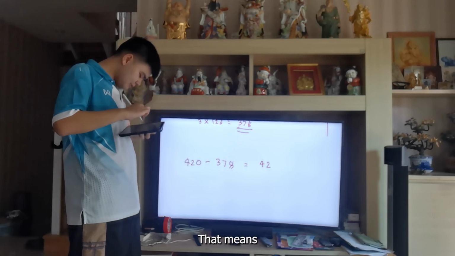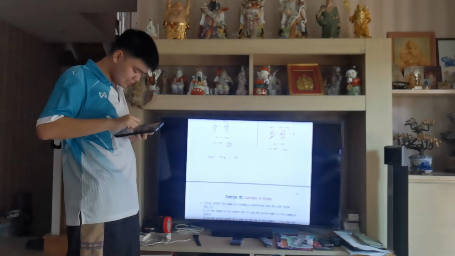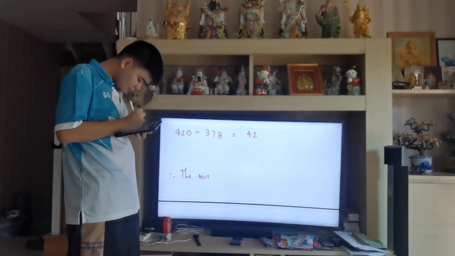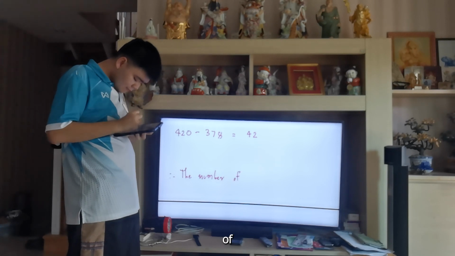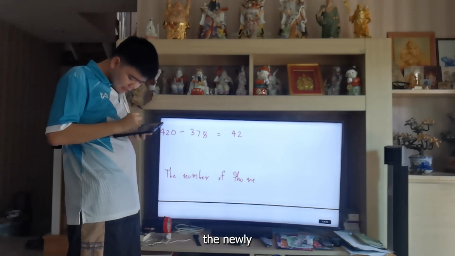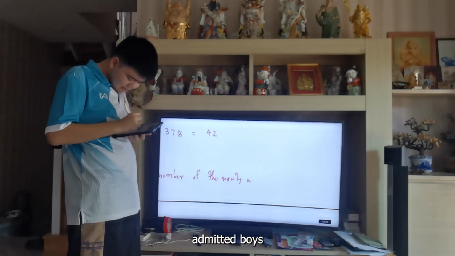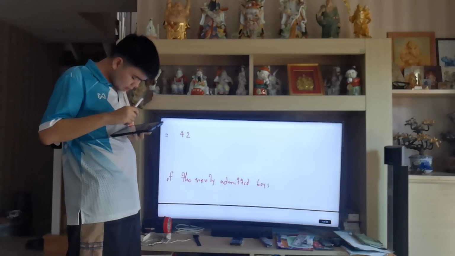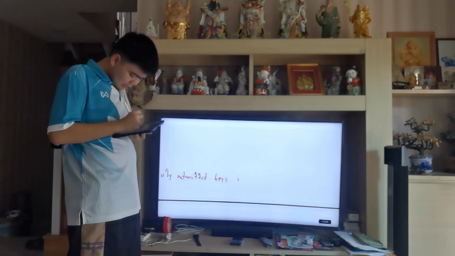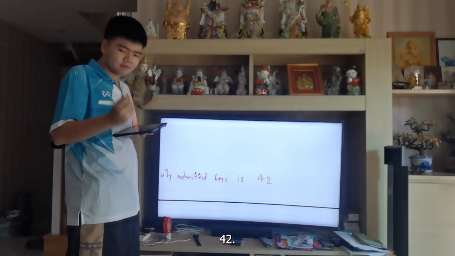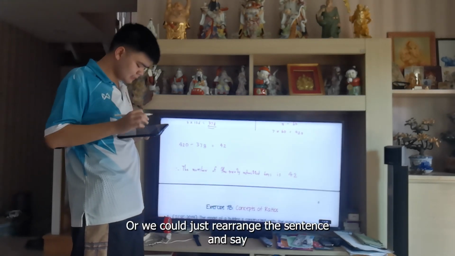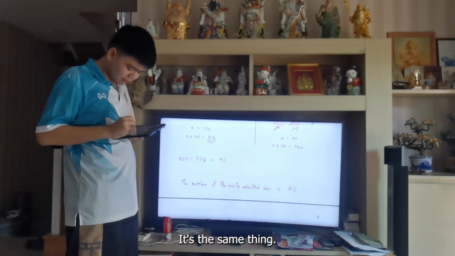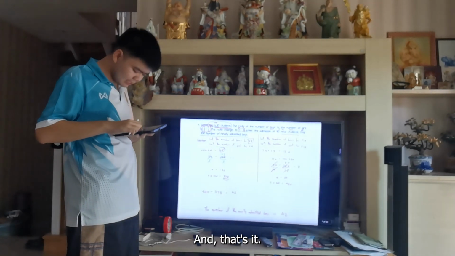That means that the number of newly admitted boys is 42. Or we could rearrange the sentence and say there are 42 newly admitted boys. It's the same thing. And that's it.